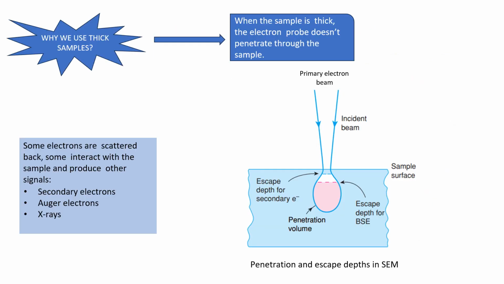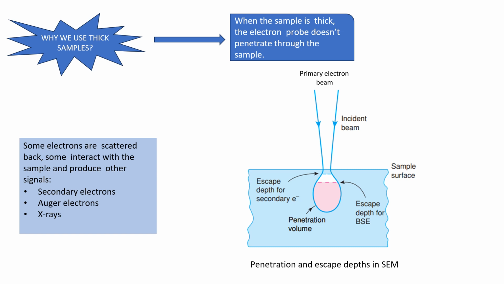Now, a question arises: why do we use thick samples? When the sample is thick, the electron probe doesn't penetrate through the sample. That means the electron beam is scattered from the sample surface. In contrast, why do we use thin samples? The electron beam can penetrate, meaning it can transmit through the sample.